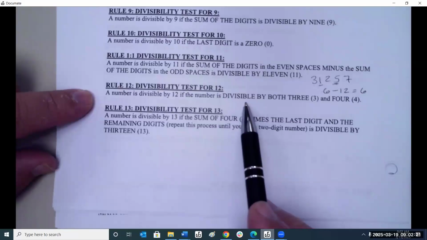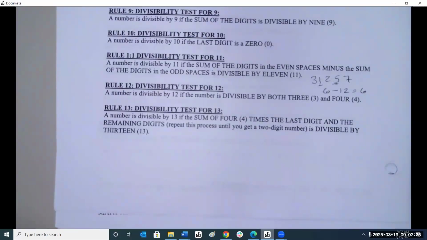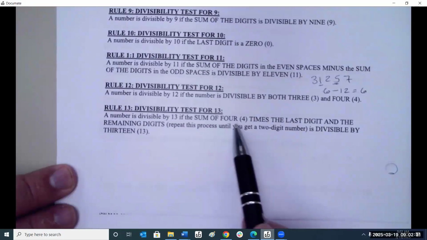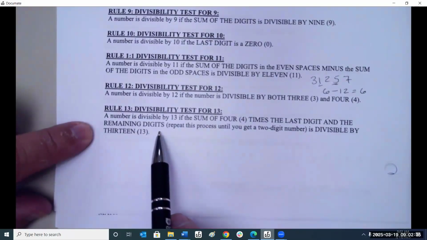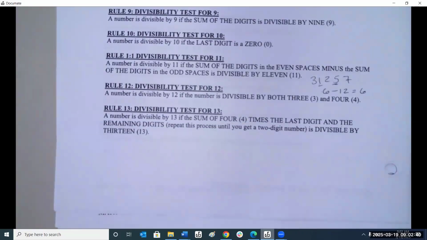By 12, it's got to be divisible by 3 and 4. Again, you have to go back. What is divisible by 3? What is divisible by 4? And then by 13, the sum of 4 times the last digit and the remaining digits, repeat the process until you get a 2-digit number divisible by 13.